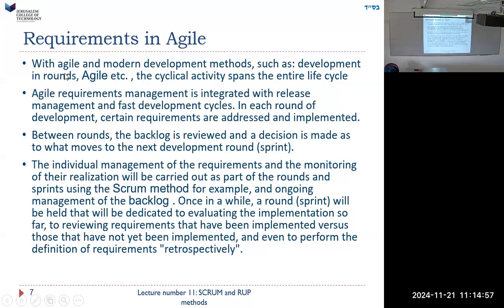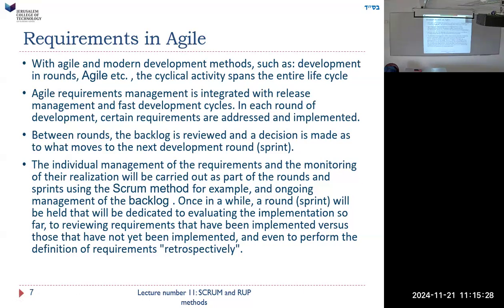Requirements in agile. With agile and modern development methods, such as development in rounds, in other words incremental, as opposed to designing everything and doing it all at once, the cyclical activity spans the entire life cycle. In other words, it's not like we just do sprints in the beginning. We do sprints all the time. We're constantly adding things.